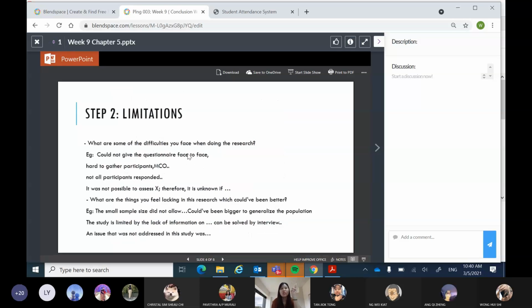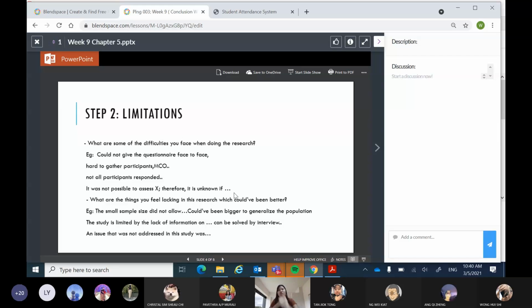Okay, next what you need to do is you need to state the limitations. Like what it says, limitations means what are your shortcomings, what are your disadvantages, what are your drawbacks, what are your weaknesses of your research paper. Okay, so for example, what are some of the difficulties you face during this research? For example, could not give questionnaire face-to-face, hard to gather participants, MCO, or not all participants responded, or it was not possible to assess X, therefore it's unknown. Okay, small sample size, or the study is limited by lack of information. It can be solved using interview.